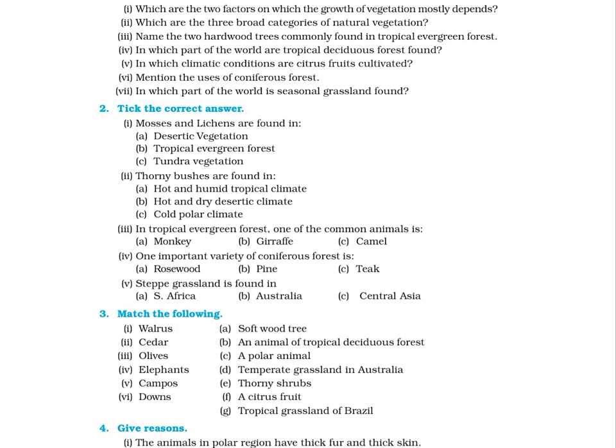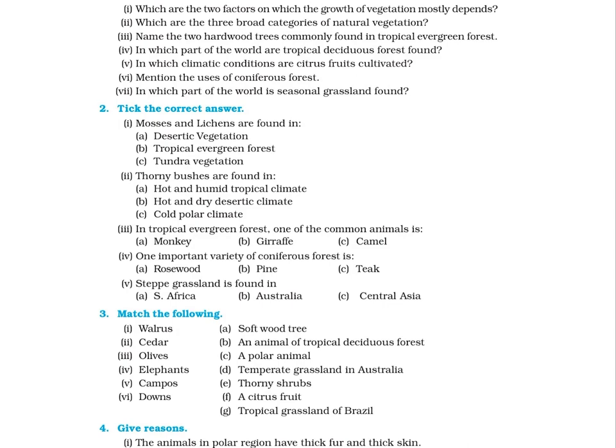Part 3. In tropical evergreen forest, one of the common animals is A. Monkey, B. Giraffe, C. Camel. Part 4. One important variety of coniferous forest is A. Rosewood, B. Pine, C. Teak. Part 5. Steppe grassland is found in A. South Africa, B. Australia, C. Central Asia.